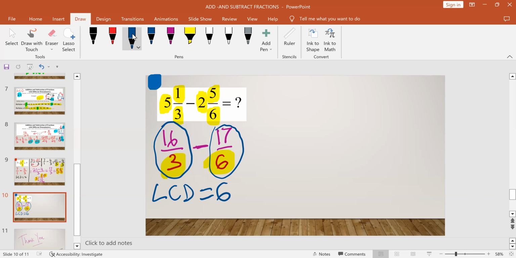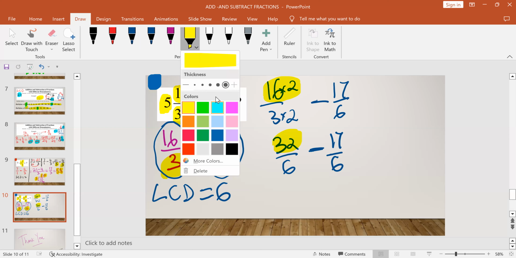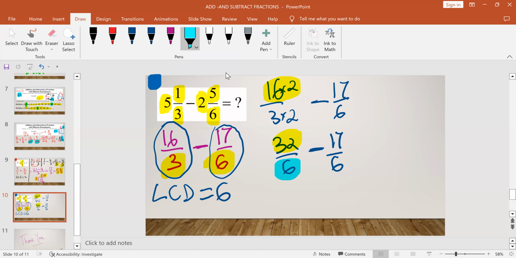So to change 3 into 6, we have to multiply by a number. So 3 times 2 is 6. Therefore, 16 over 3 will be 16 over 3 multiplied by 2 over 2, minus 17 over 6. This is the same as 32 over 6, where the 32 came from multiplying 16 by 2, which is 32, minus 17 over 6. So you'll see that at this step, the two denominators are the same.